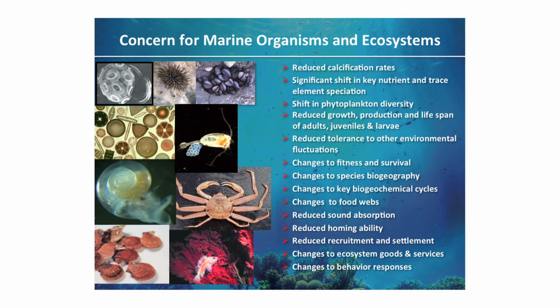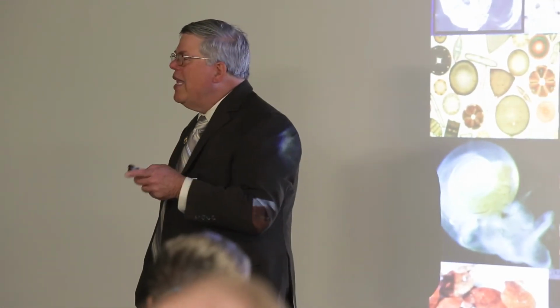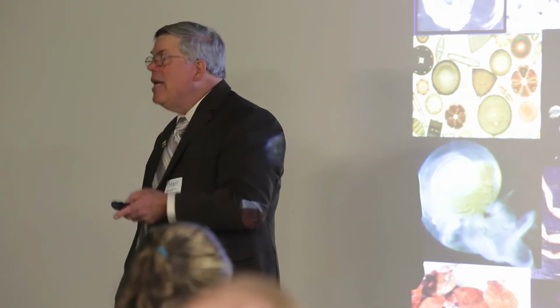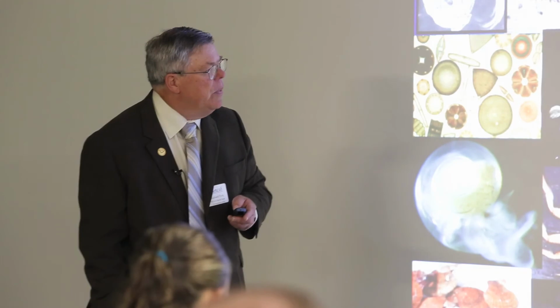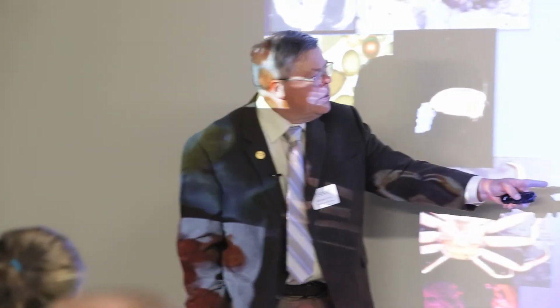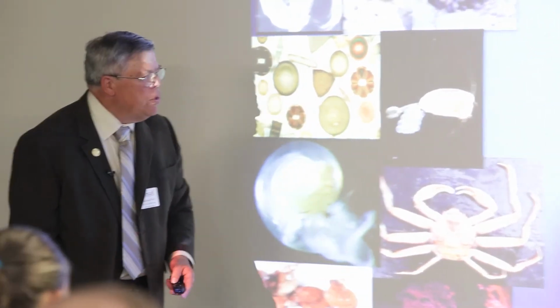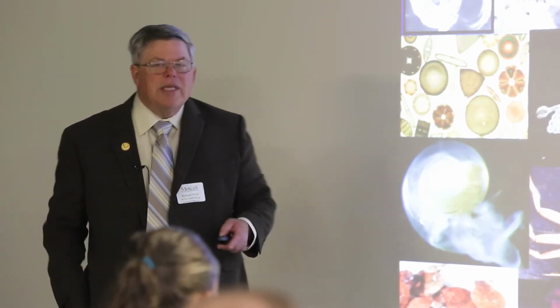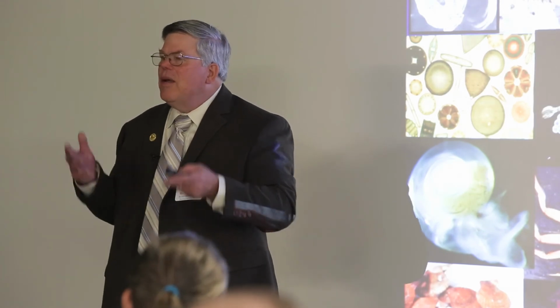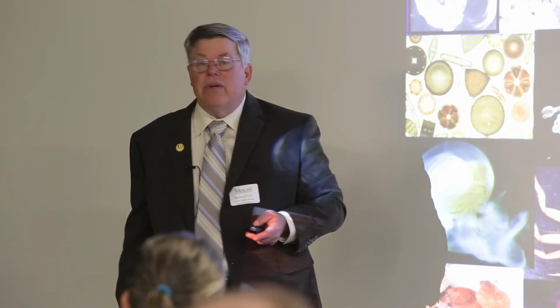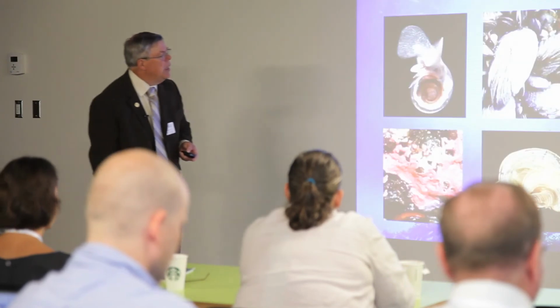In most cases, the juveniles are more sensitive than the adults, so you have to look at different stages. There is reduced tolerance to environmental factors, and some of the studies have been showing that at high temperatures and high CO2, the organism is more strongly impacted. This is true for corals, for example. Changes to species biogeography, biogeochemical cycles. The latest one is behavior patterns of organisms. Some organisms are just affected in their behavior patterns, which affects their survival. All these things have been recently studied.